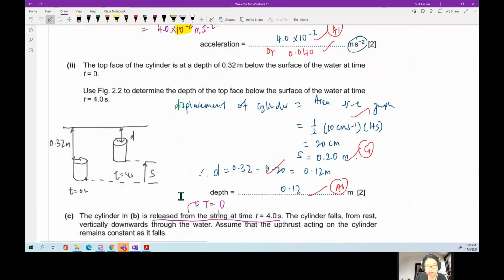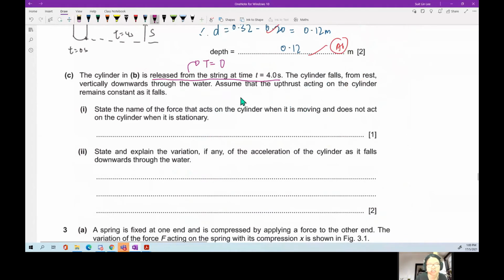Okay. So few information, tension T equal to 0. And because of this, your net force is not equal to 0. And because of this, the cylinder will begin to accelerate.